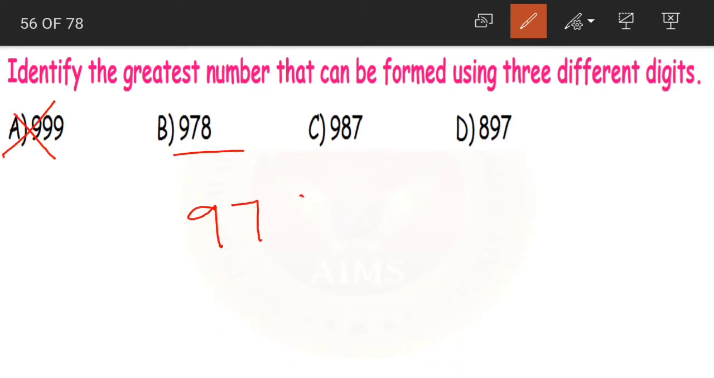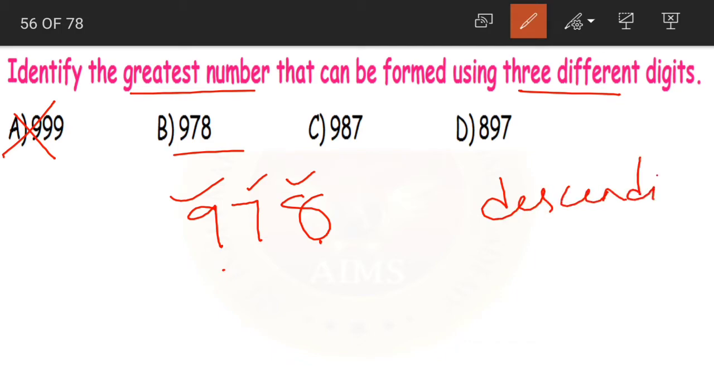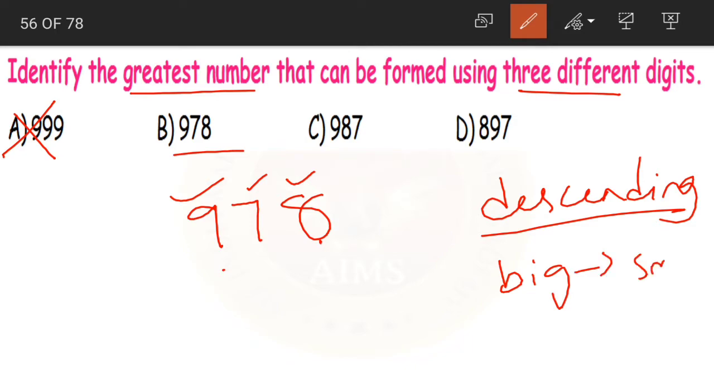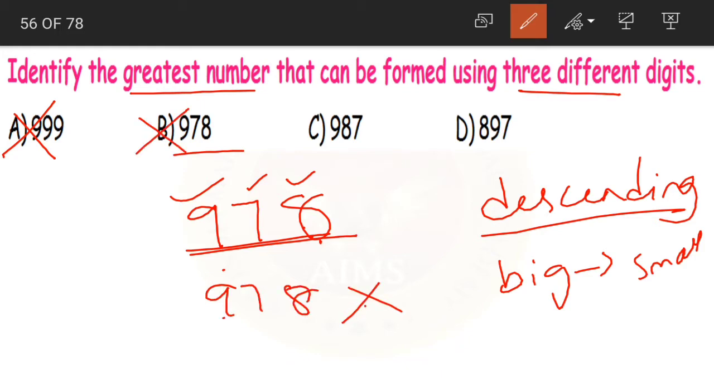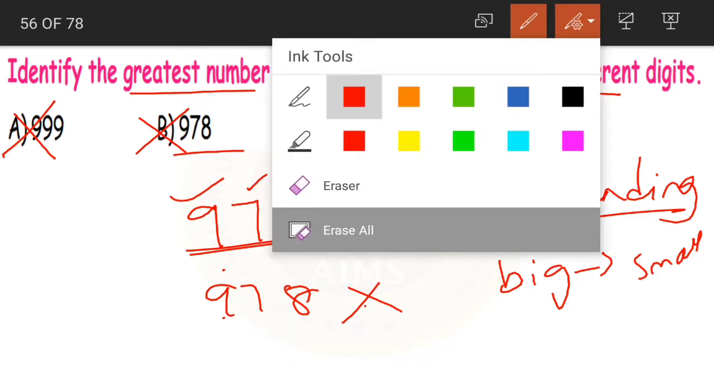Next, 9, 7, 8. There are three different digits, yes, but is it the greatest number? No. So in the greatest number, what will you do? We will write the digits in descending order, from big to small. If you look at here, this is not in descending order. 9, 7, 8. Is it descending order? No. So B is also not our correct answer.